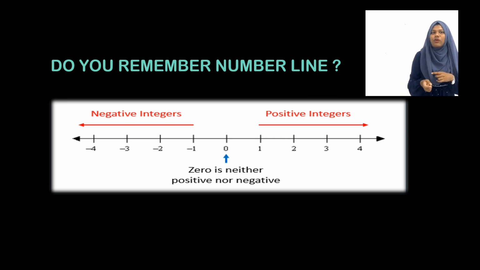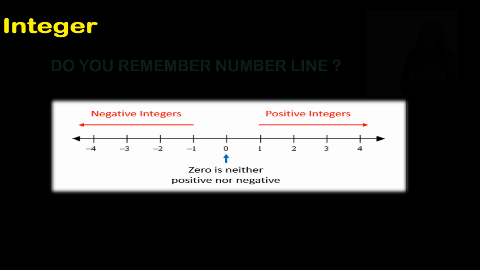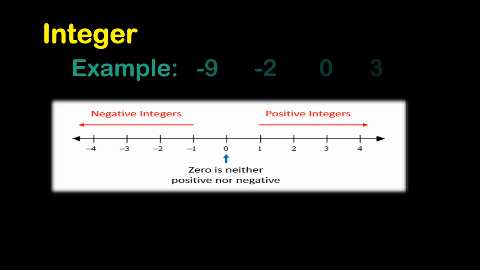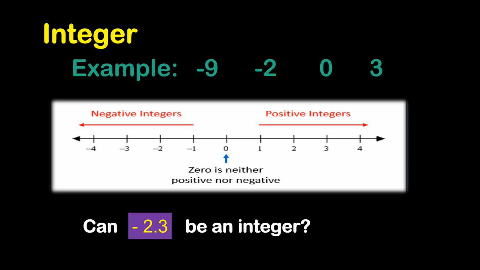Yes, it's called integers. For example, -9, negative 2, 0, 3. Minus 2.3. Can this be an integer? Can this be? Yes, you are right. This is not an integer. This is a decimal. A decimal cannot be an integer.